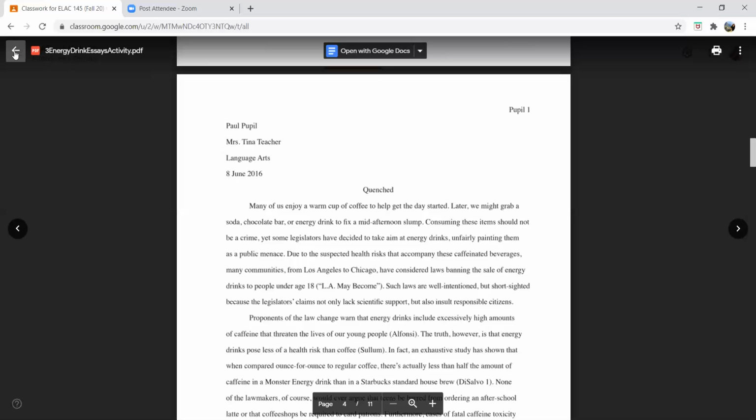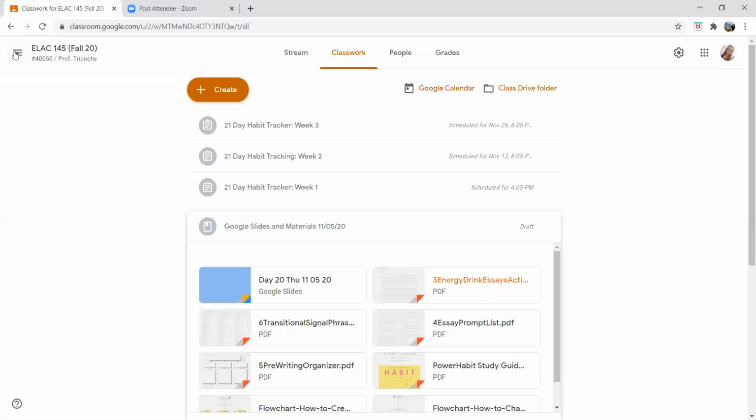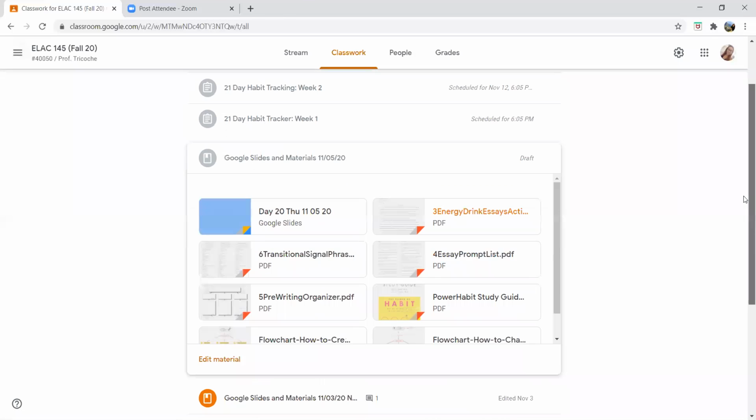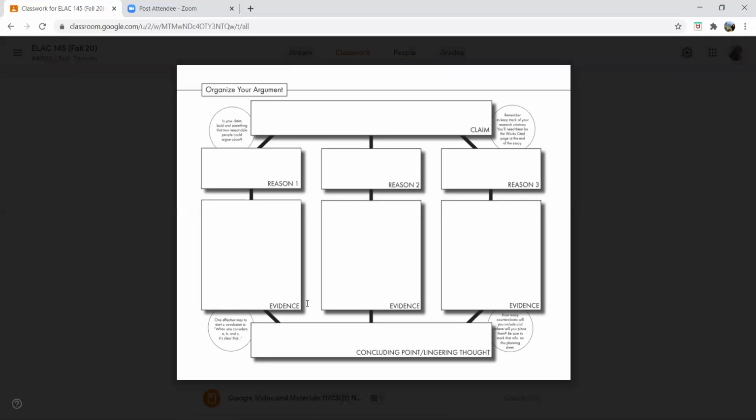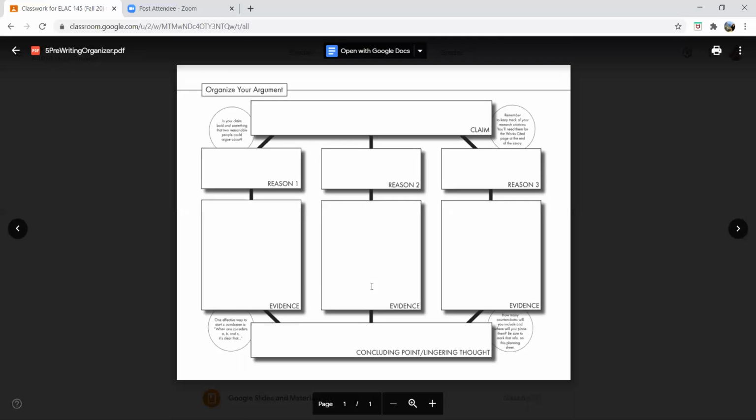Okay, my dears, we're going to take a look at quenched. Before we do that, I just wanted to point something out that's going to be posted on Google tonight. This is a pre-writing organizer. Some people like to organize their thoughts. We talked about brainstorming with the last essay. Some people use actual graphic organizers. It just means they try to organize their thoughts in a way where they can look at their plan like a map.